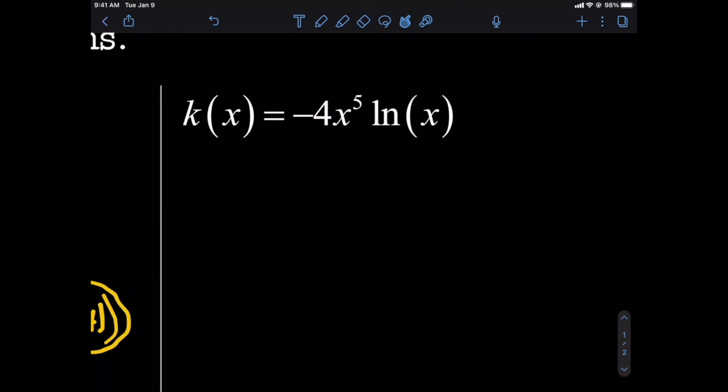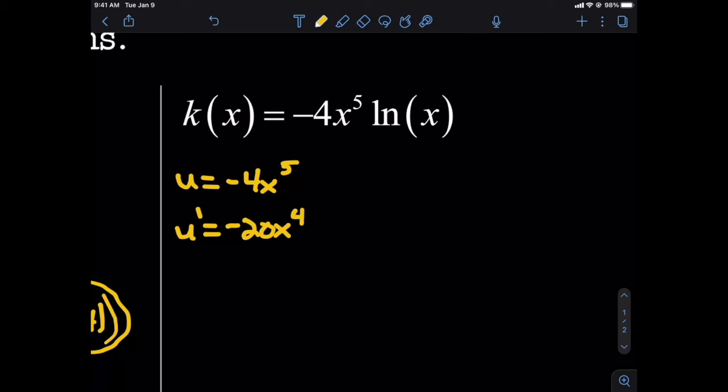k of x is equal to negative 4x to the 5th times the natural log of x. Find u. U this time is negative 4x to the 5th. Once we have that, then we're going to need its derivative. That would be u prime. Derivative of negative 4x to the fifth is negative 20x to the fourth.